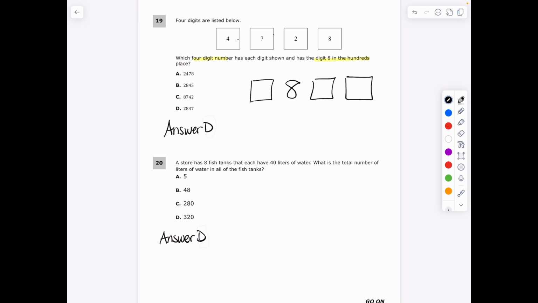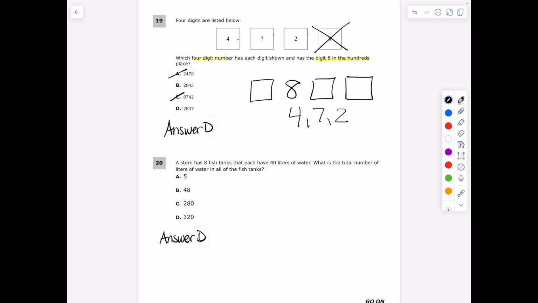I'm going to use all 4 of these numbers here, but I already used the 8. So somehow I have to use the 4, the 7, and the 2 to make the rest of the number. Now, the only ones that have an 8 in the hundredths place are B and D. And so this was really tricky at first.